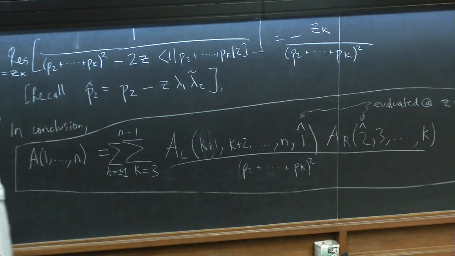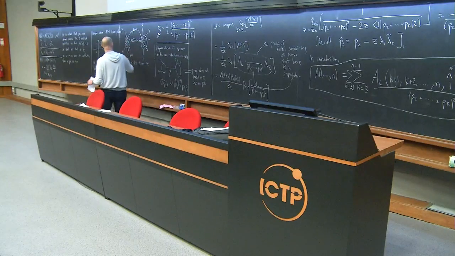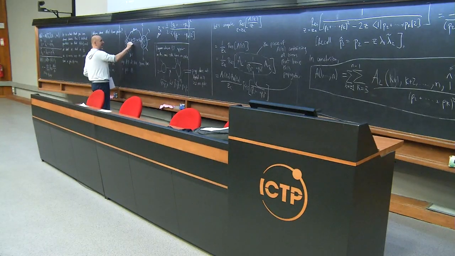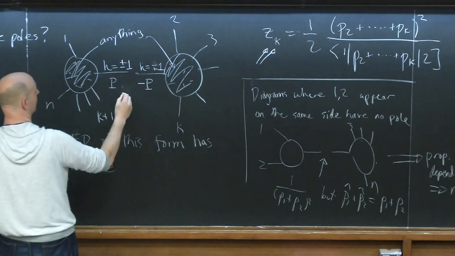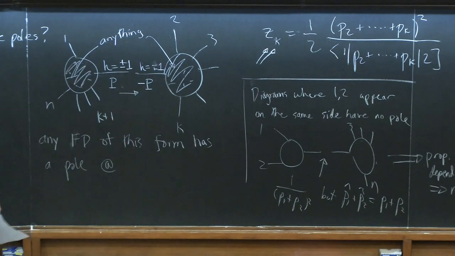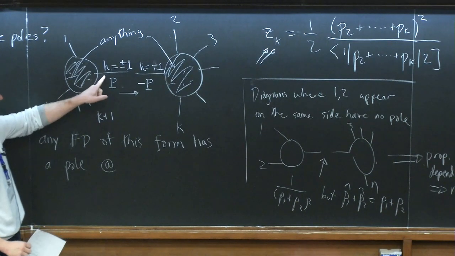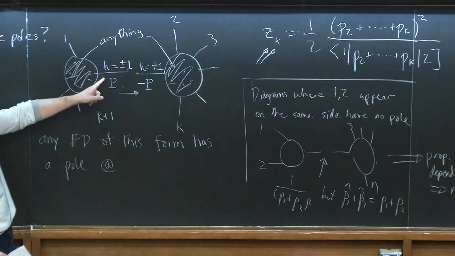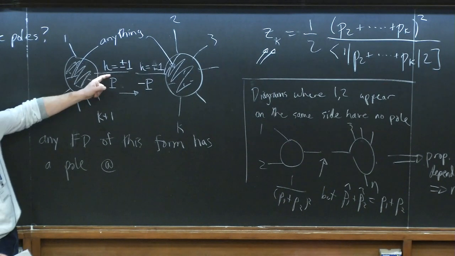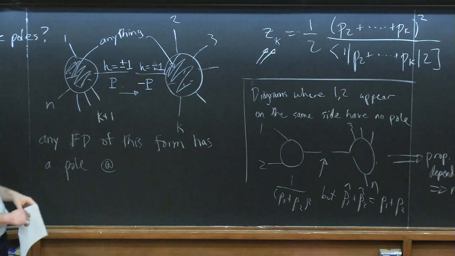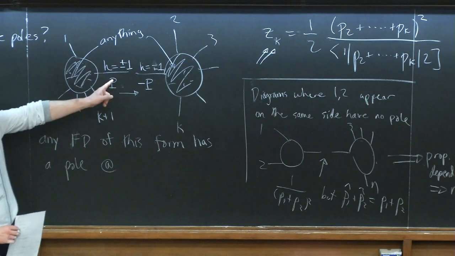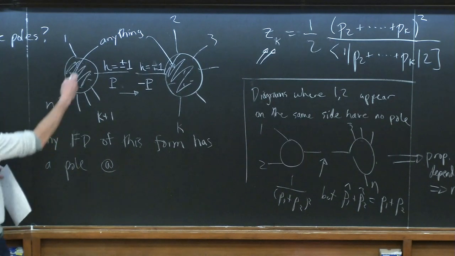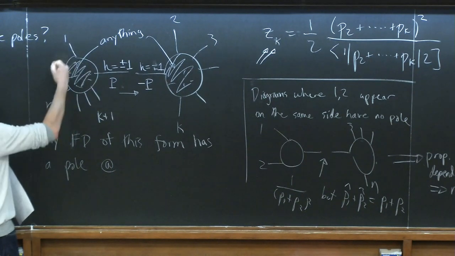I forgot. How awful of me. Okay, I forgot about this extra leg. So let's use capital P to denote the momentum carried by that leg. By energy momentum conservation, this capital P is going to be the sum of all of these.